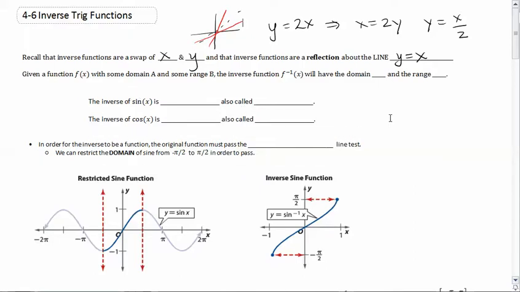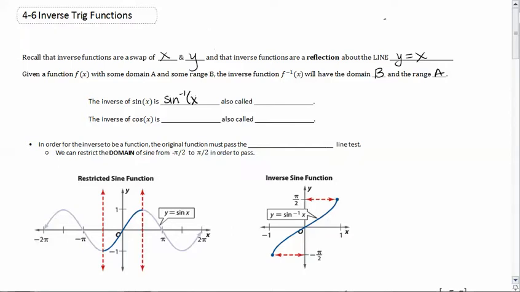So given a function f of x with some domain a and some range b, the inverse function f inverse of x will have the domain b and the range a. So they swap. We remember that whatever our domain and our range was is going to swap for our inverse function. So given that, when we talk about the inverse of sine of x, we have sine inverse of x.